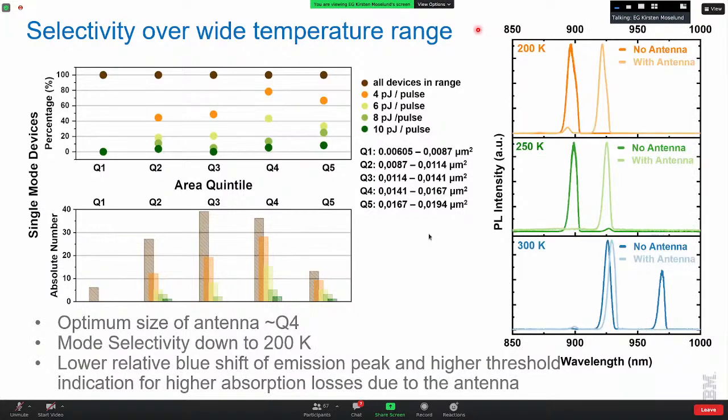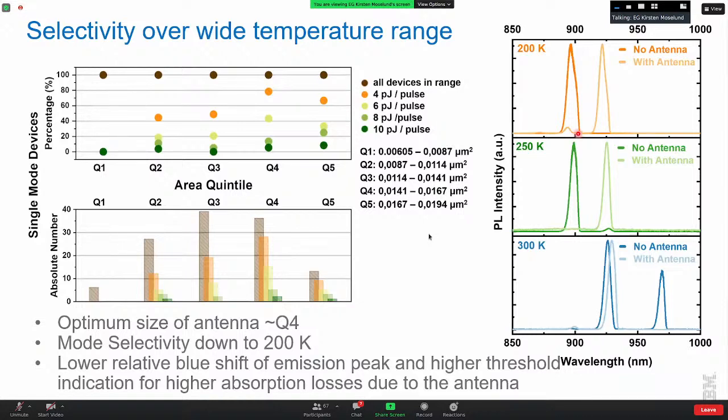More importantly, perhaps, we maintain the mode selectivity and also the wavelength selectivity over a wide temperature range. Here, the light curve is for the sample with the antenna, and we can see it barely shifts the emission from 200 to 300 Kelvin. Whereas if we look at the sample without an antenna, first of all, we have multi-mode emission at higher temperatures, but we can also see that the emission peak really shifts significantly.